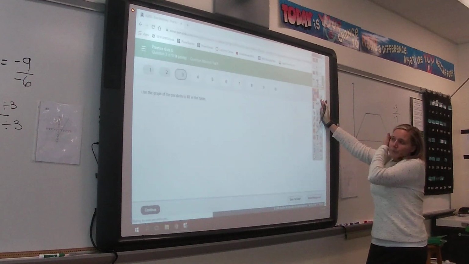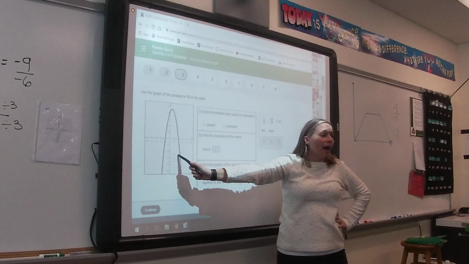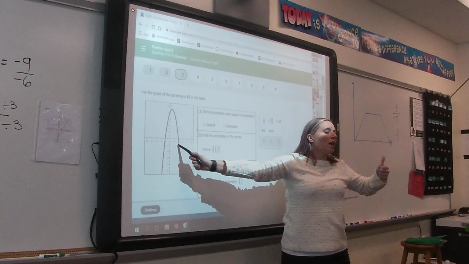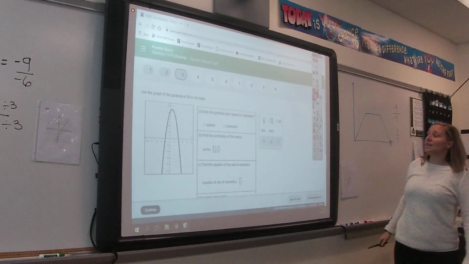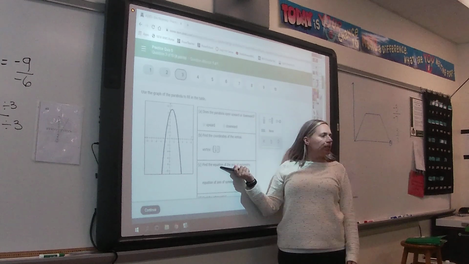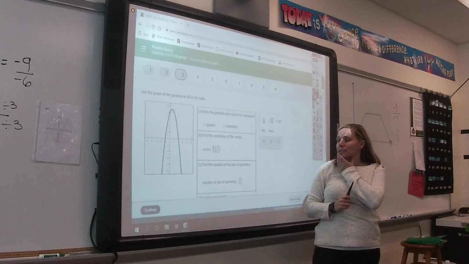Number 3. Okay, so what type is this if this is our graph? Is it quadratic, linear, exponential? Quadratic. It's quadratic. Okay, so in this case it's asking us, does it open up or down? Where is the vertex of a parabola? At the top. Right, so we'll name that point.